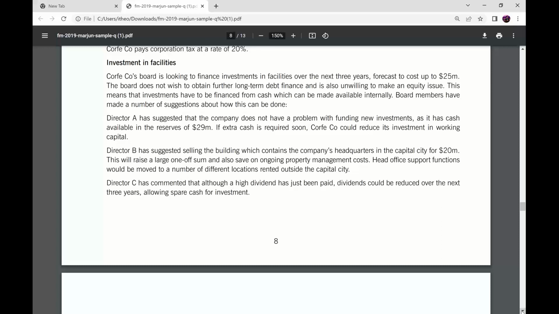This means investments have to be financed from cash which can be made available internally. Obviously, if you are not planning to raise cash via equity or debt, you have to raise the cash internally. Board members have made a number of suggestions about how this can be done. Director A has suggested that the company does not have a problem with funding new investments as it has cash available in the reserves of 29 million. If extra cash is required soon, Corfe could reduce its investment in working capital.